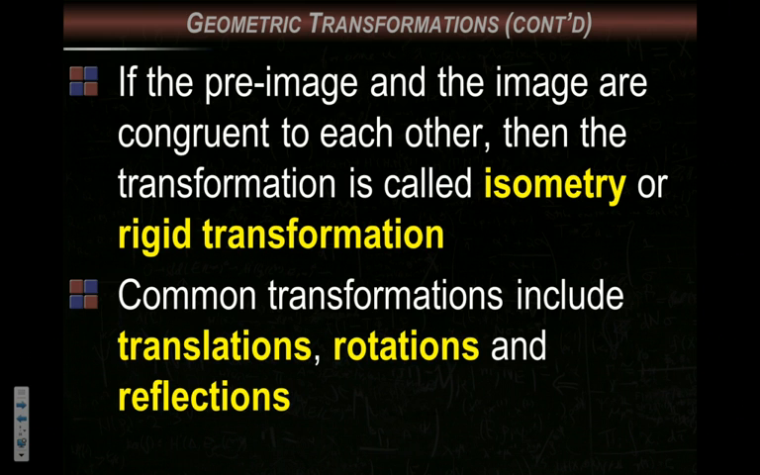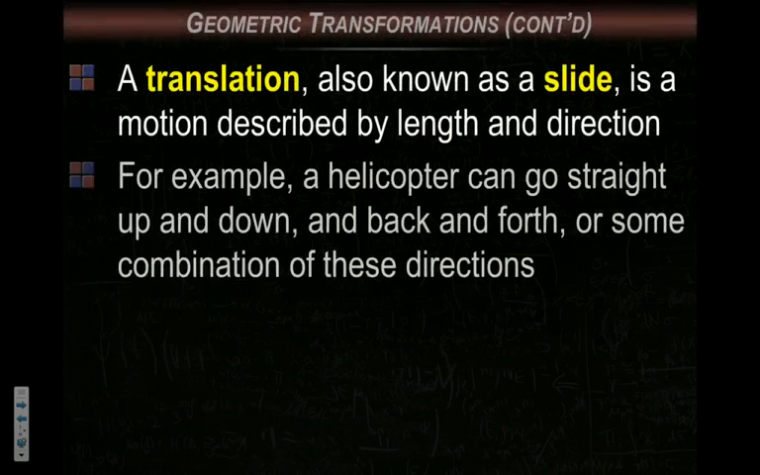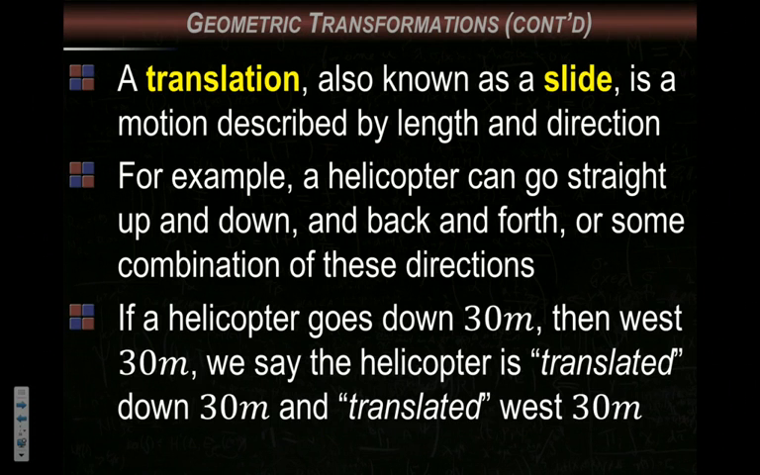You don't need to know necessarily all of those, but let's just go through a little bit. Translation is just a slide. It's a motion of an object described by a direction and an amount. For example, a helicopter can slide different directions. Up, down, back, forth, or a combination of those directions. If a helicopter goes down 30 meters, then west 30 meters, we could say in geometry that the helicopter is translated down 30, west 30. So translation is a very simple term. It just means to move it or to slide it.